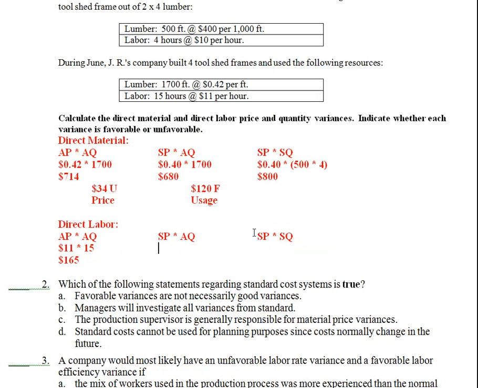Then for column number 2, we want to take the standard price. We're looking at labor. So for the standard, we think that we should have paid $10 an hour. Okay, so that's how much we think we should have paid per unit. Still the same actual quantity of 15 hours. So that's going to give you $150.